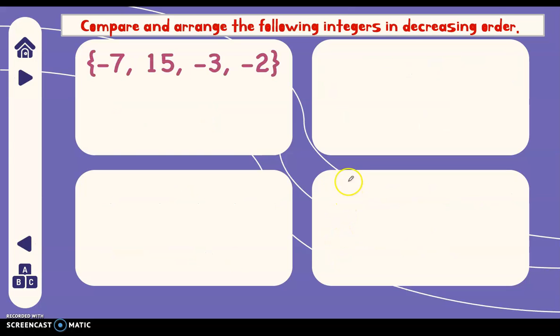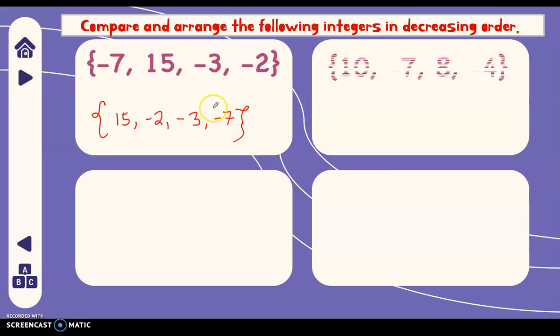How about if you're going to arrange it in decreasing order, or descending order, from highest to smallest number? So we have from the highest, we have 15, then we have -2, we have -3, we have -7. Because -2 is bigger than -3 and -3 is bigger than -7. We have 10, -7, 8, and -4. So 10 is the highest, then 8, then -4 is higher than -7.